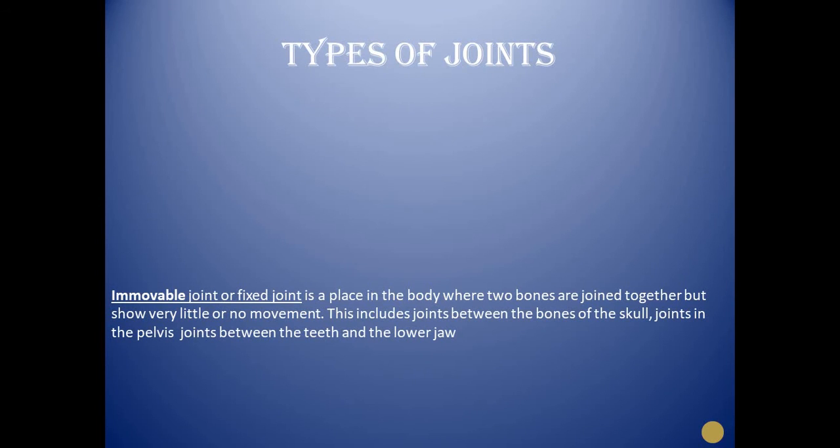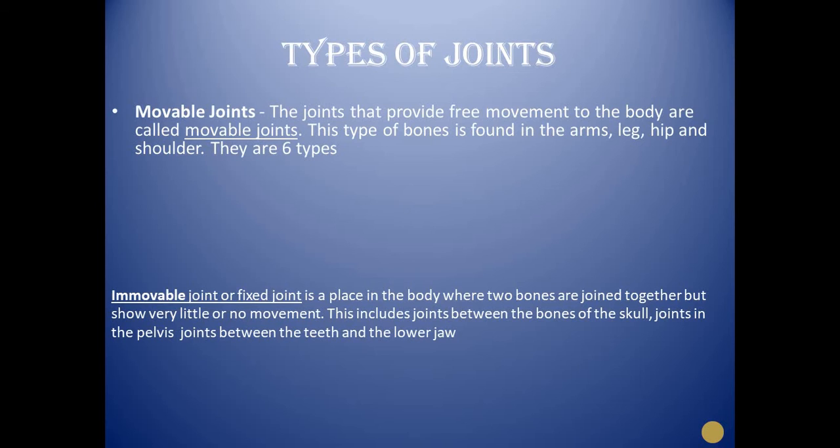Types of joints. An immovable joint or fixed joint is a place in the body where two bones are joined together but show very little or no movement. This includes joints between the bones of the skull, the pelvis, and between the teeth and the lower jaw. Another type of joint is the movable joint. The joints that provide free movement to the body are called movable joints.